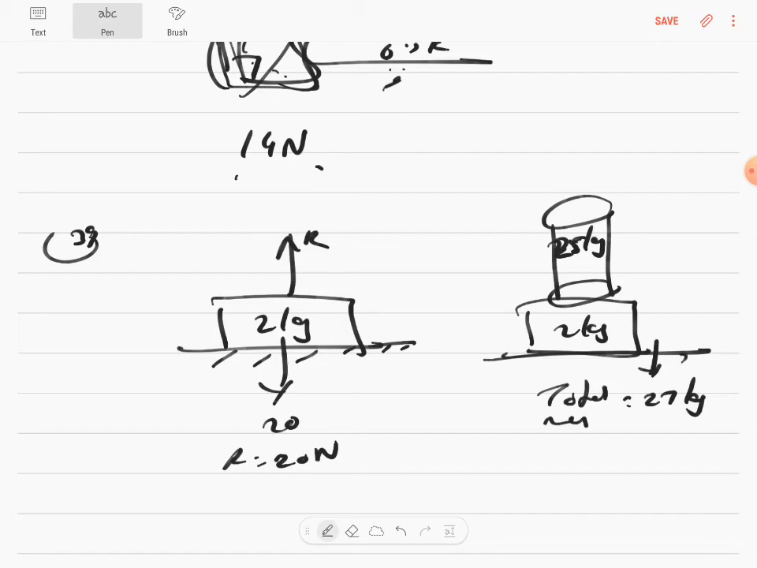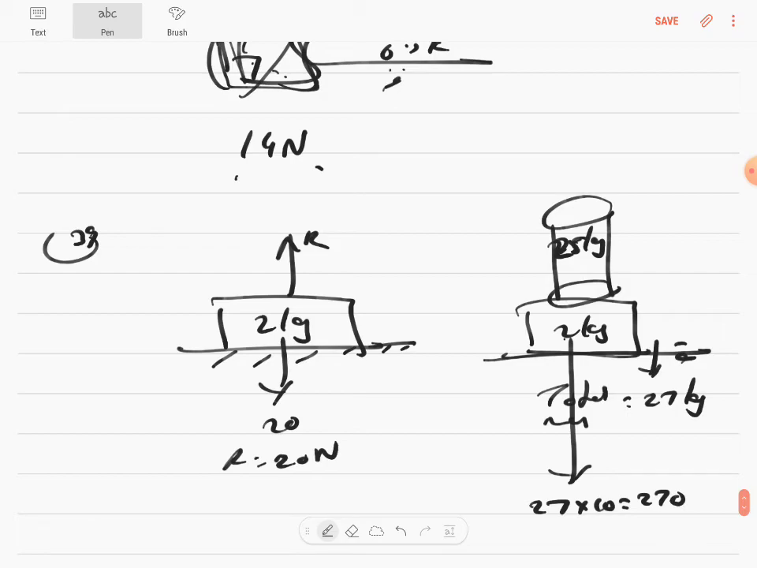Okay, which means there is an acceleration in the downward direction, and mg is also acting in the downward direction, and that mg is 25 plus 2. That mg is 27 into 10, which is 270, because it's a total mass. So there's an mg and the acceleration is in this direction, normal reaction is in this direction. Since acceleration is down, what will you write? 270 minus R.